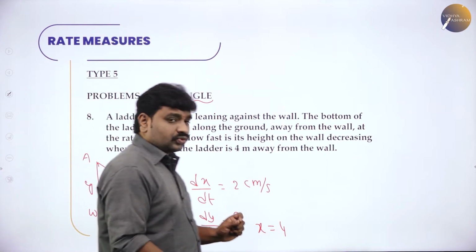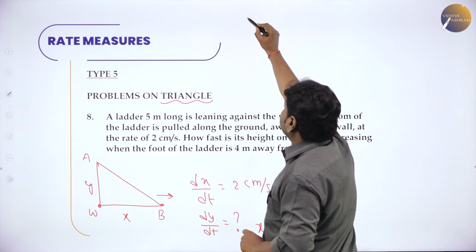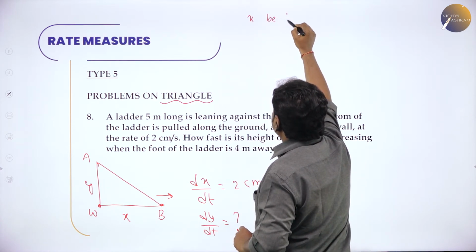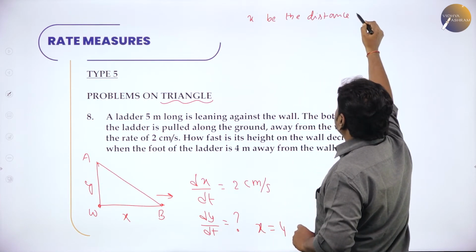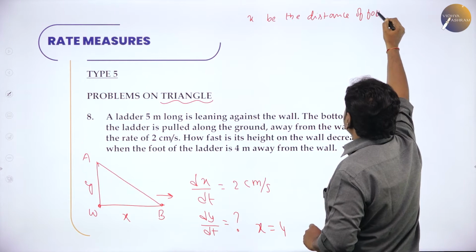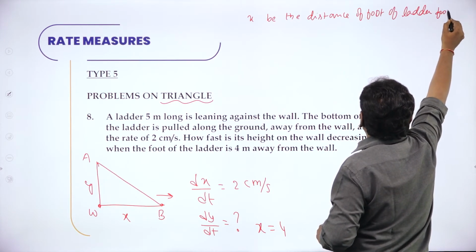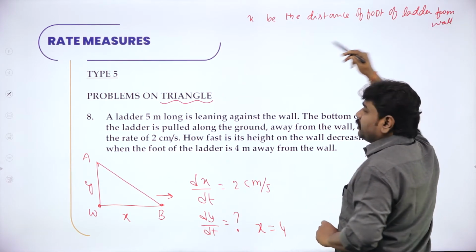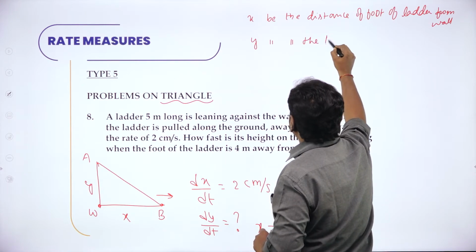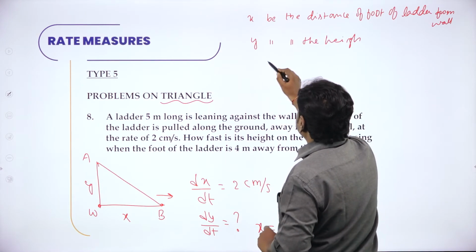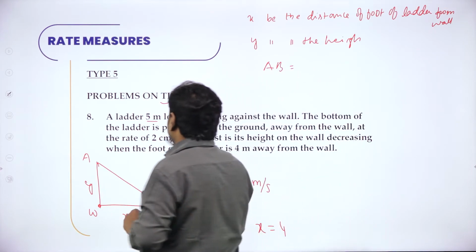So now to solve this, this is a diagram. So first we have to mention what we assumed, x be the distance of foot of ladder from wall, and y be the height on the wall, and AB is what, ladder height does not vary. What is the ladder height? 5 meter long. This is 5 meter.